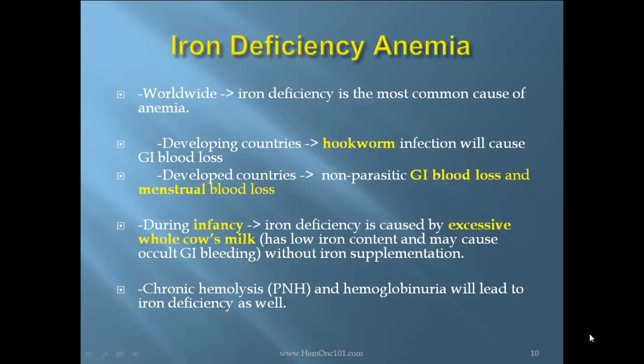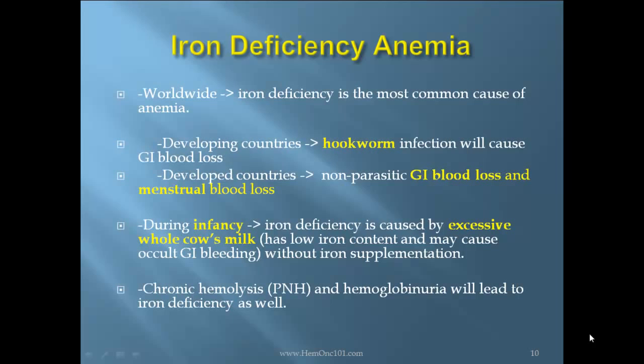Worldwide, iron deficiency is the most common cause of anemia. In developing countries, hookworm infection will cause GI blood loss. In developed countries, non-parasitic GI blood loss and menstruation are the main causes.